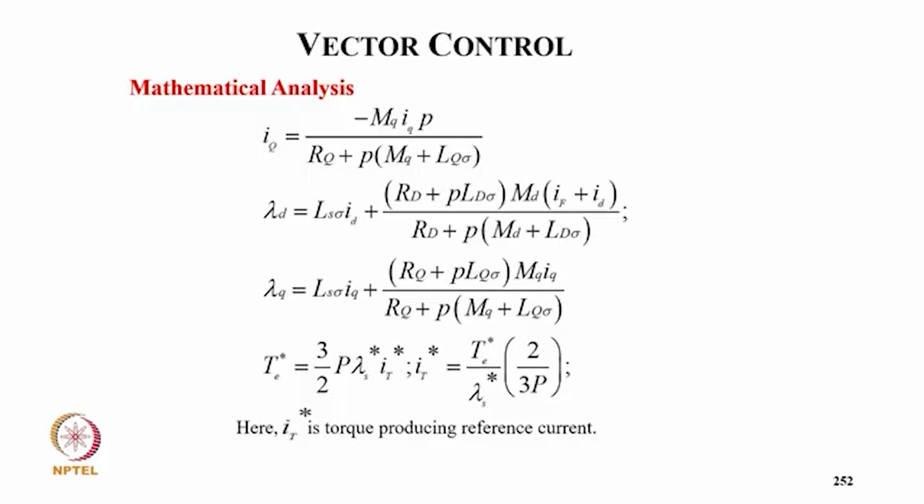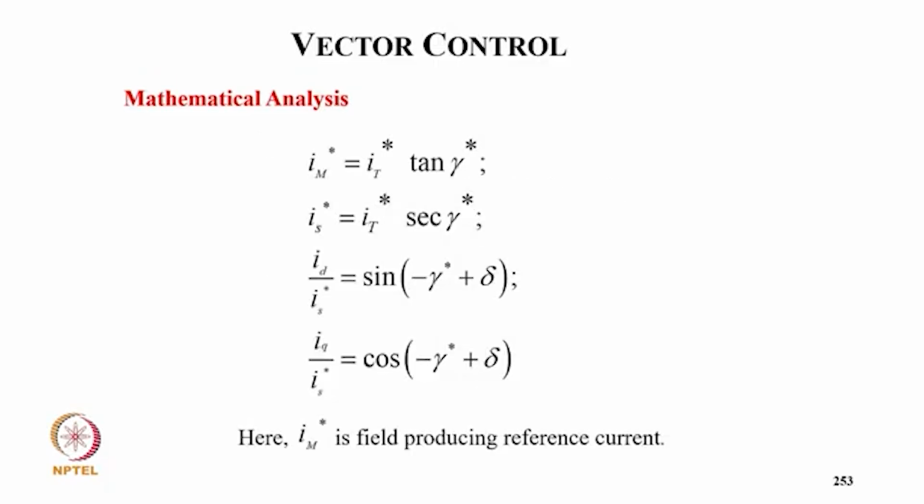And T star equal to 3 by 2 P lambda S star IT star, and IT star equal to T star divided by lambda S star into 2 by 3 P, where IT star is the torque producing reference current. With this, IM star equal to IT star tan gamma star, and IS star equal to IT star sec gamma star, and ID upon IS star equal to sine in bracket minus gamma star plus delta, and IQ upon IS star equal to cos in bracket minus gamma star plus delta. Hence IM star is the field producing reference current.